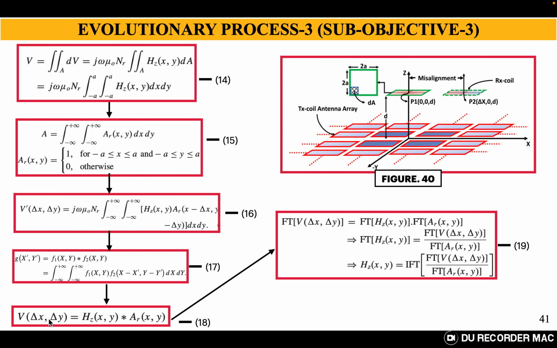So if we apply Fourier transformation on equation 18 on both sides, the convolution symbol will be removed and it becomes a pure multiplication. Then we can find that the Fourier transform of Hz x comma y is nothing but the ratio of the Fourier transformation of the induced voltage to the Fourier transformation of the area vector. Then Hz x comma y can be determined as the inverse Fourier transformation using equation 19. So equation 19, I think, is very simple to understand.